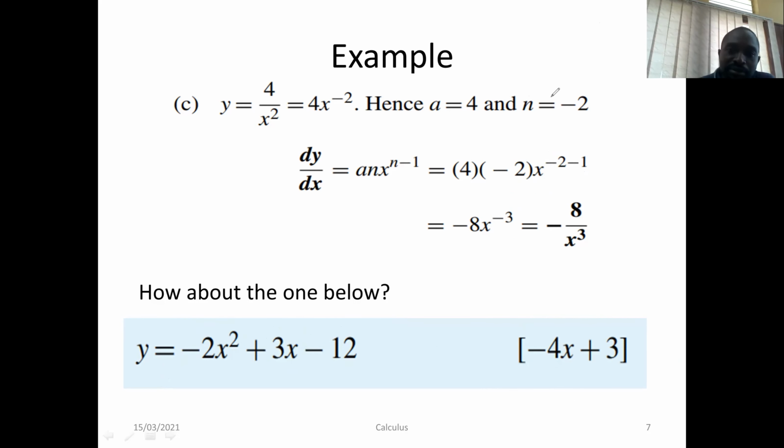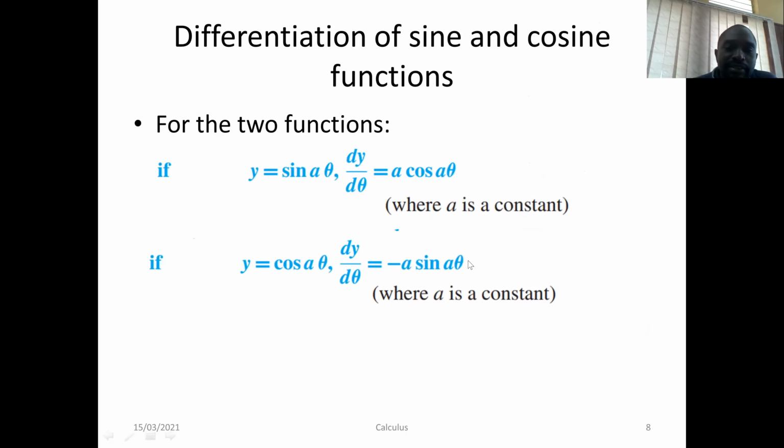Let's move on now to look at the next set of derivatives, how to differentiate sine and cosine functions. Now, given a sine function y equals sine a theta, where theta is an angle, in this case we can find the derivative dy over d theta, or the rate of change of y with respect to that angle theta, as simply, for a sine, you get a cos a theta.